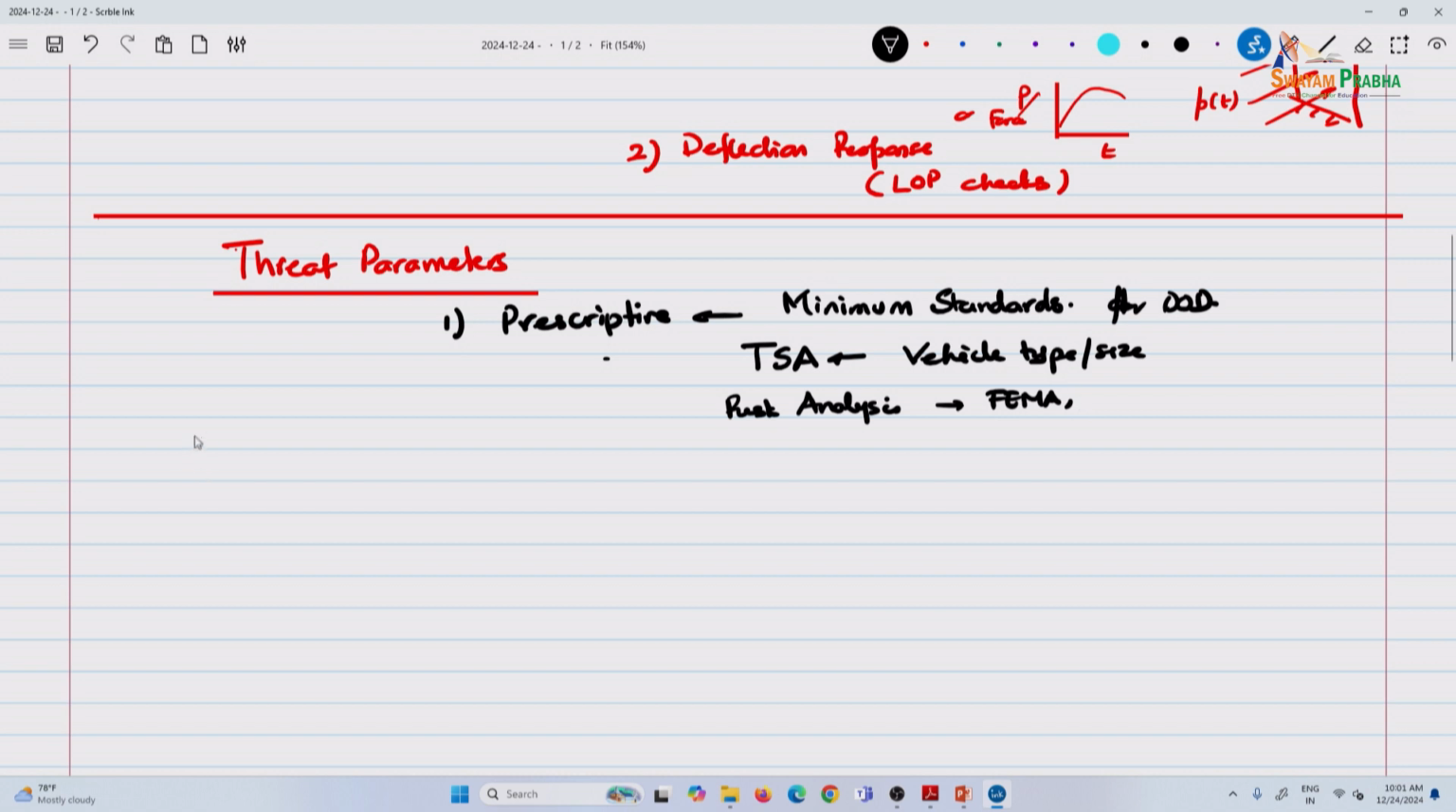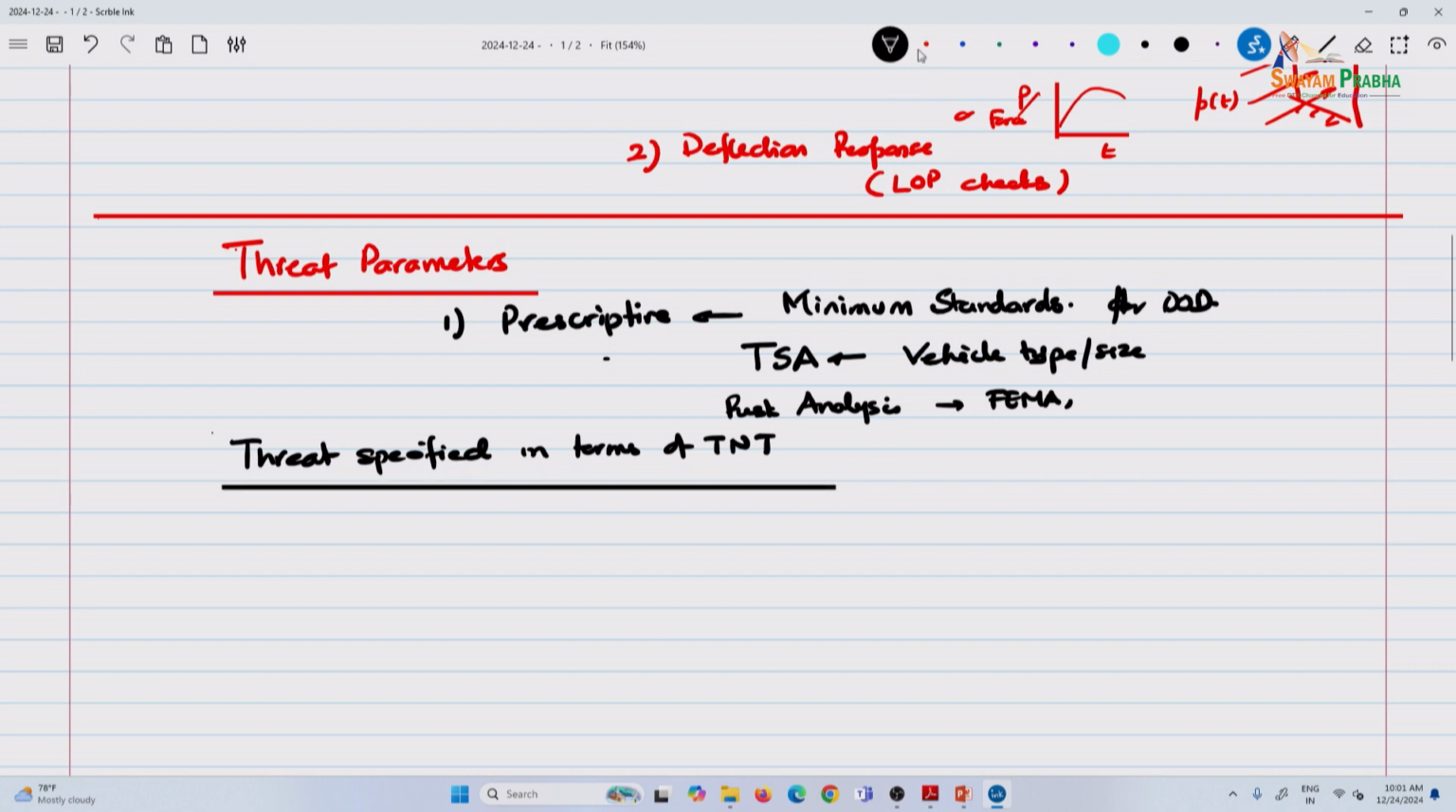So, in this we have seen that the threat is specified in terms of TNT equivalence.